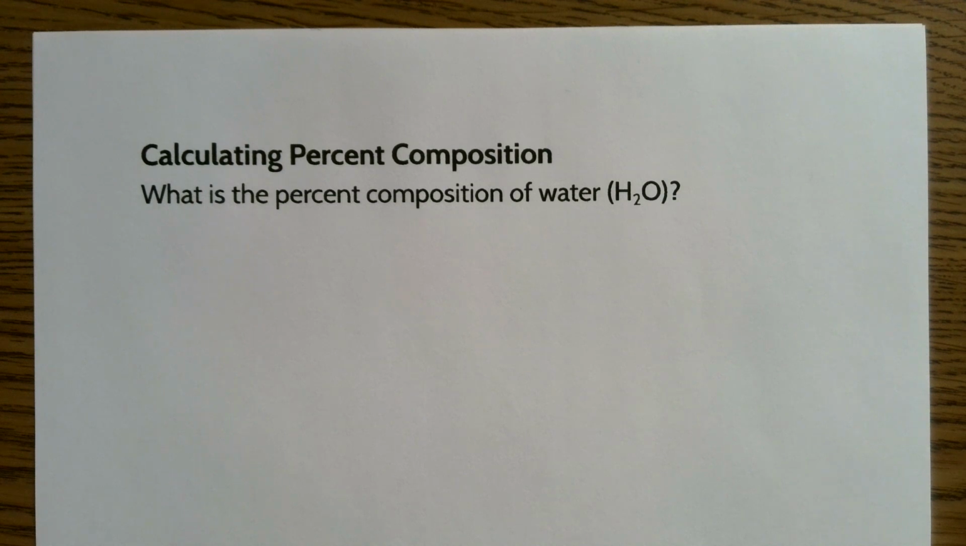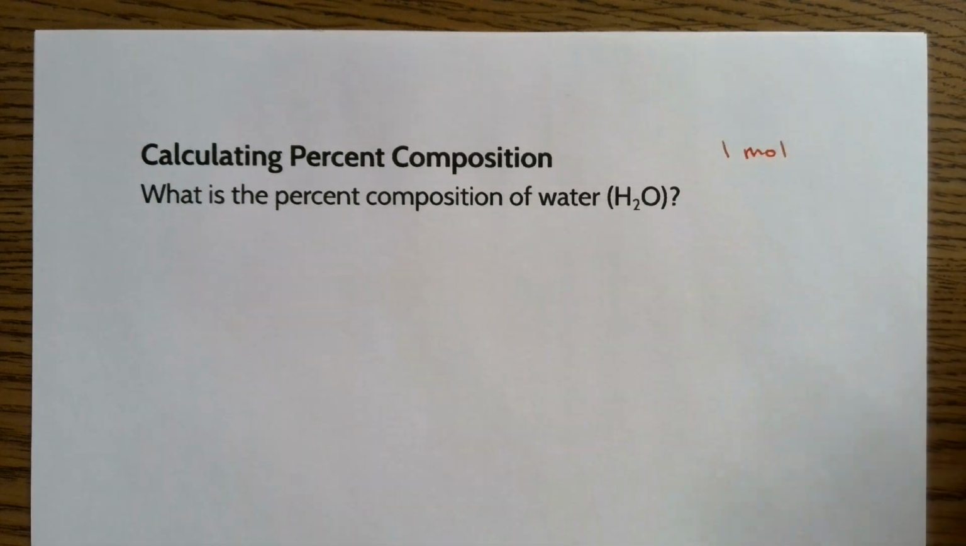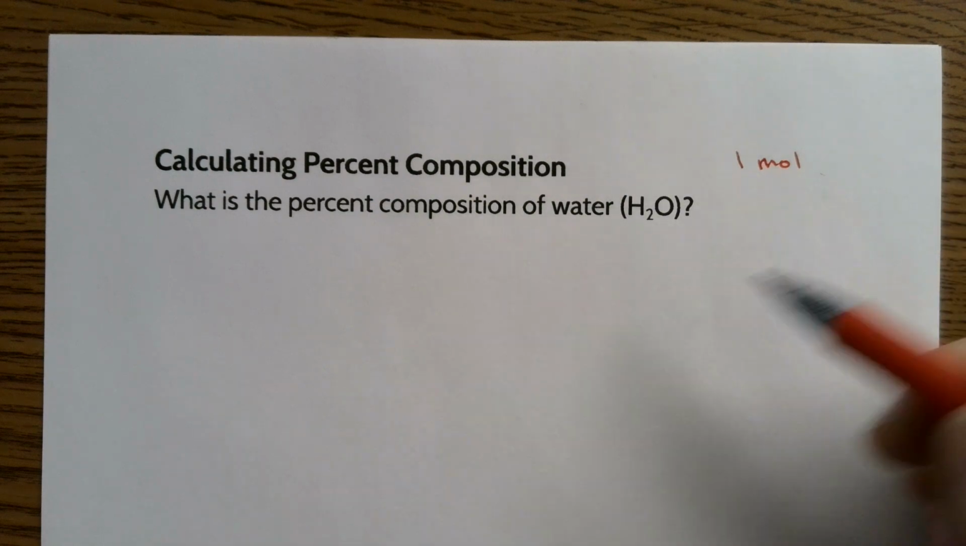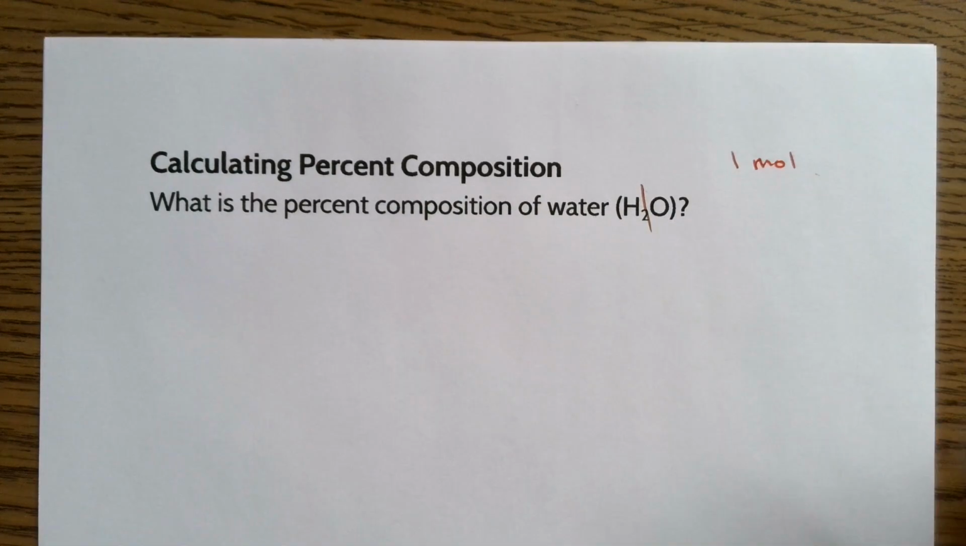So we're going to assume that there is 1 mole of this substance. That's what we're going to start out with, because we're going to be using molar masses, and it's good to assume that we have 1 mole, so it gives us a standard. So H2O is broken into 2 parts, hydrogen and oxygen.